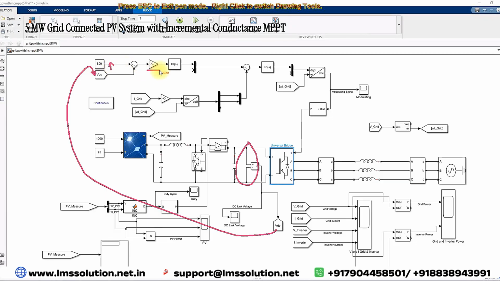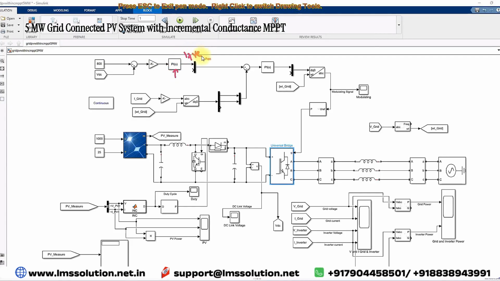And then it is converted into per unit and processed via a PI controller. This PI controller is nothing but the voltage controller. The input will be the error voltage and the output will be the current reference in the form of DQ. Here from this voltage controller, it will generate the ID reference.